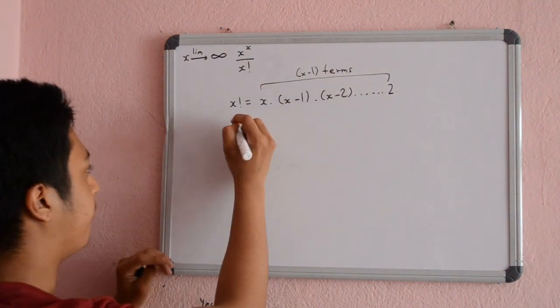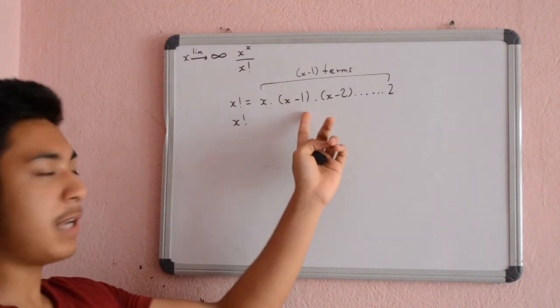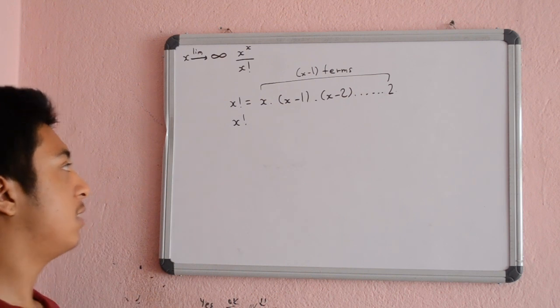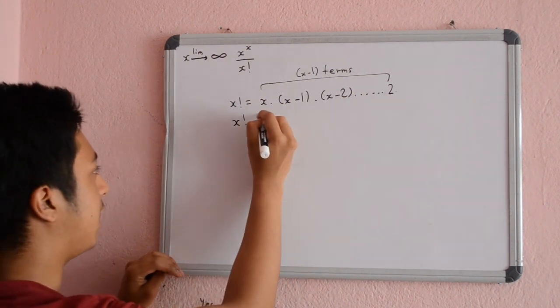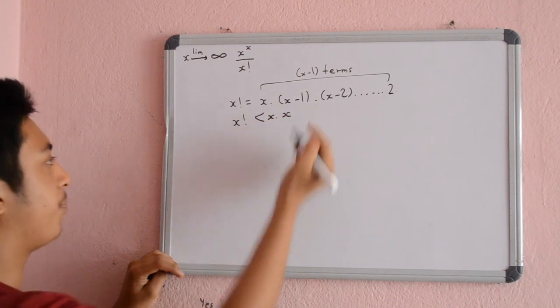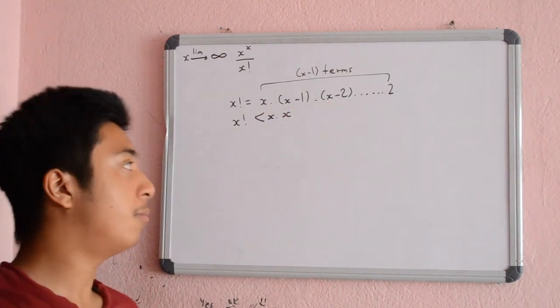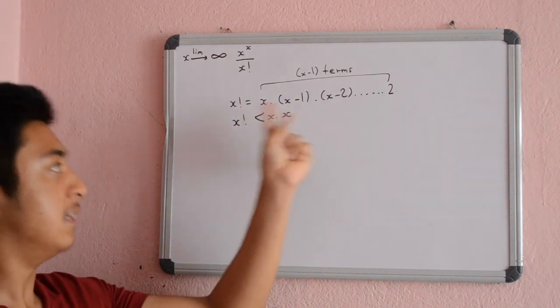And right here, in x factorial, if instead of x minus 1 we write x, and instead of x minus 2 we write x, well, this number will in fact be less than x times x, because we replaced a smaller number by a bigger number. So that means this number will in fact be less than this.